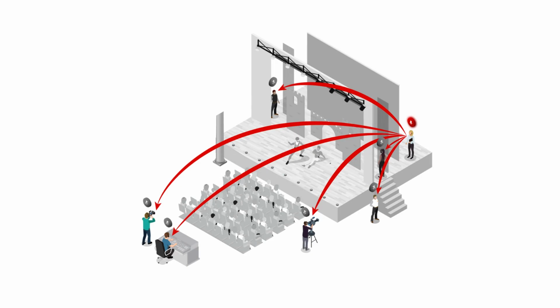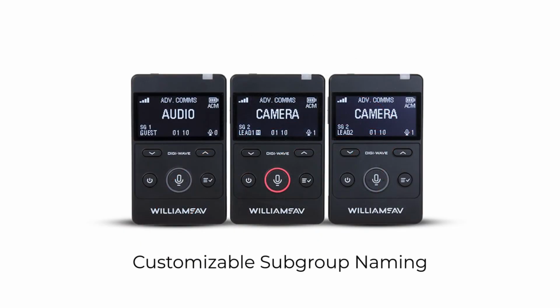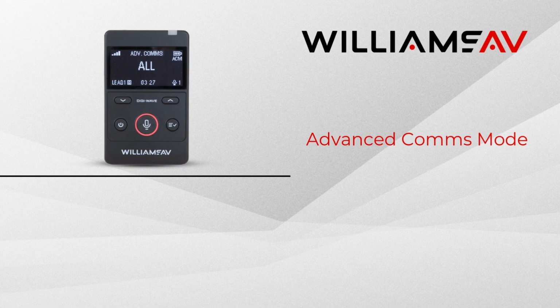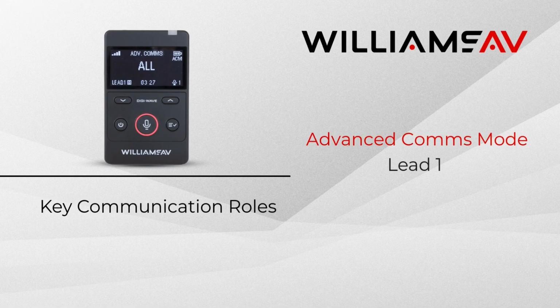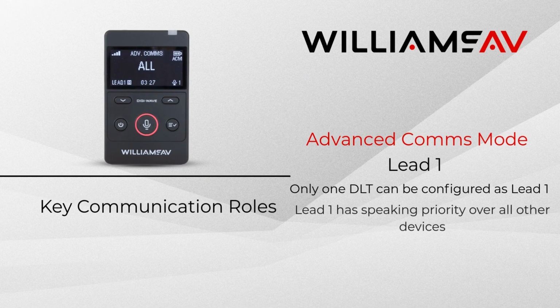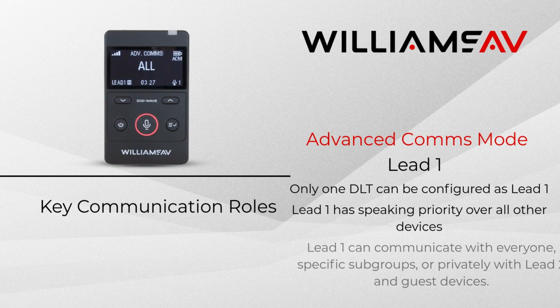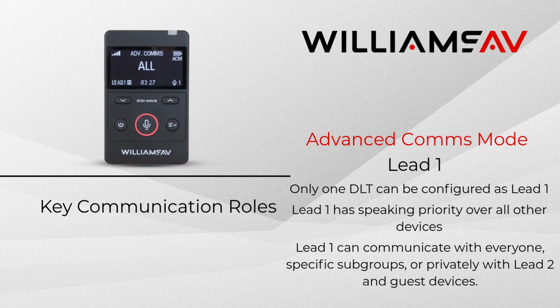Not only does ACM support this kind of setup, but it also allows you to have custom naming for each team. We'll start by breaking down the key communication roles used in ACM. Lead 1. Only one DLT400 ACM can be assigned as a Lead 1. In this scenario, Lead 1 could be the director. Lead 1 has priority speaking rights across the system. This unit can communicate with anyone, specific subgroups, or directly with Lead 2 or guest users for private conversations.